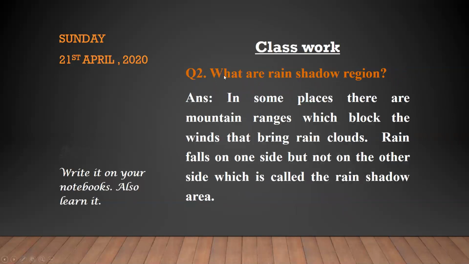The second question is, what are rain shadow regions? In some places, there are mountain ranges which block the winds that bring rain clouds. As we have discussed earlier, the mountains become a hurdle between the areas, so they block the rain clouds from going over to the other side of the land. Rain falls on one side but not on the other side, which is called the rain shadow area.